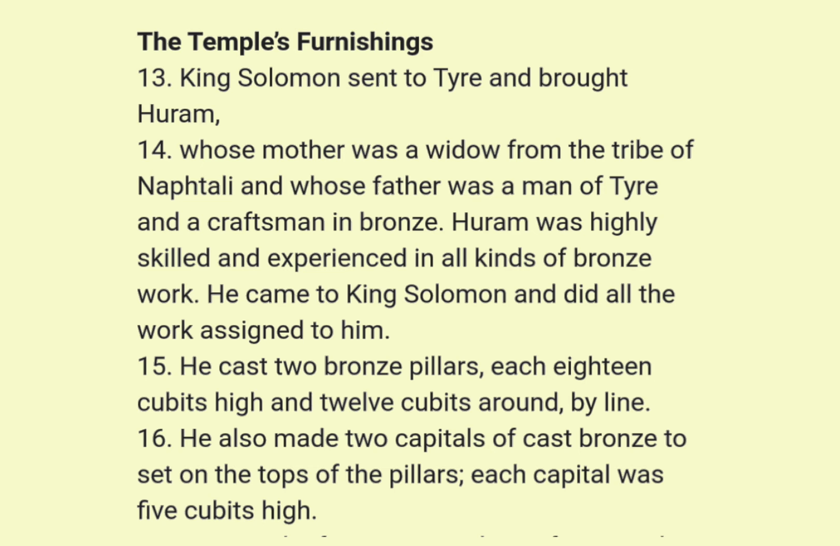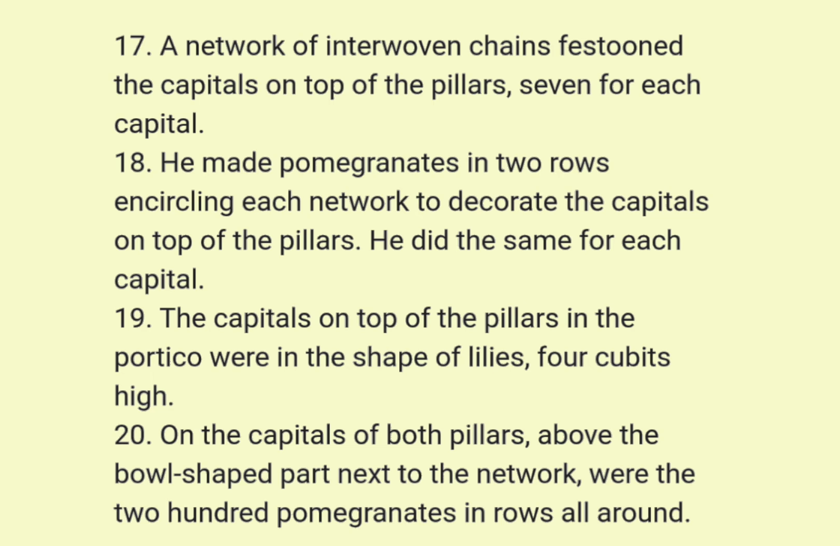He also made 2 capitals of cast bronze to set on the tops of the pillars. Each capital was 5 cubits high. A network of interwoven chains festooned the capitals on top of the pillars, 7 for each capital. He made pomegranates in 2 rows encircling each network to decorate the capitals on top of the pillars. He did the same for each capital.